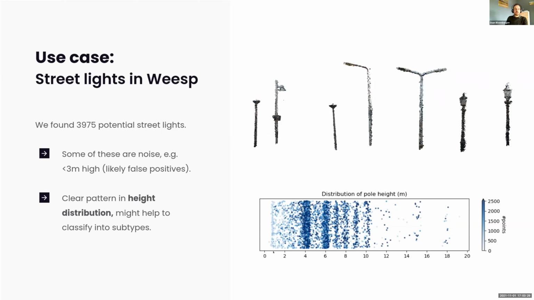And we can already use these features also to filter out some noise. For example, any object that is less than 3 meters high is most likely not a streetlight, because streetlights are typically larger than 3 meters. So this gives us a way to also find initial false positives.